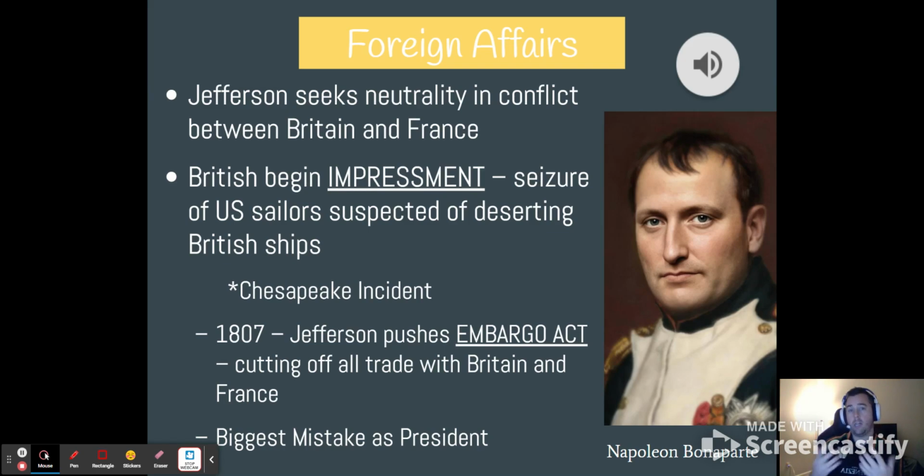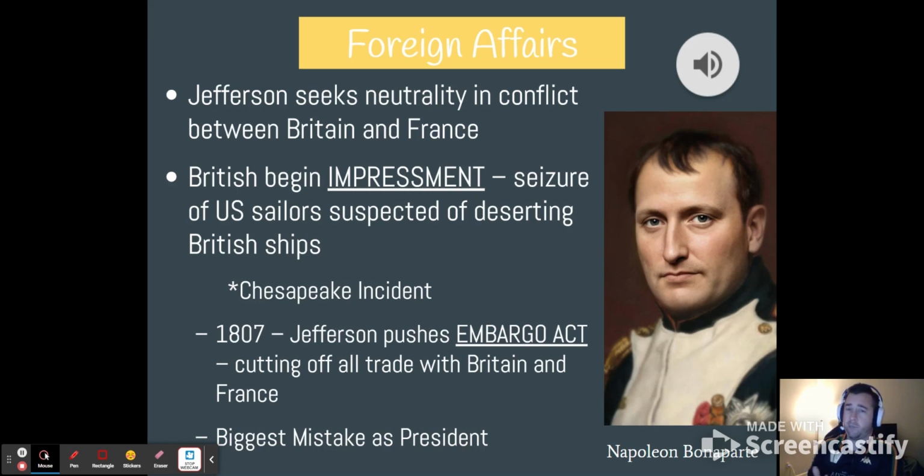Now, an embargo is cutting off trade, but this Embargo Act cuts off trade with France and Britain. If you can think of two of our biggest trade partners in the world at this time, it's France and Britain, and this is not going to go well economically speaking. Now, again, Jefferson is doing this for a very good reason. The British are taking our men off of ships, but this is going to basically shut down the trade economy in places like New England, especially places like New York, that rely heavily upon shipping.